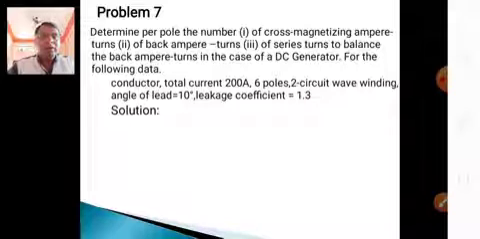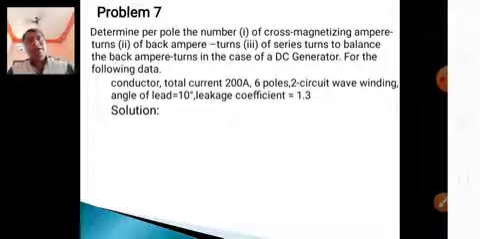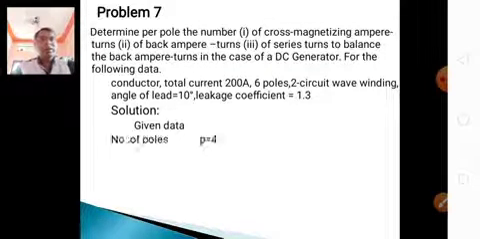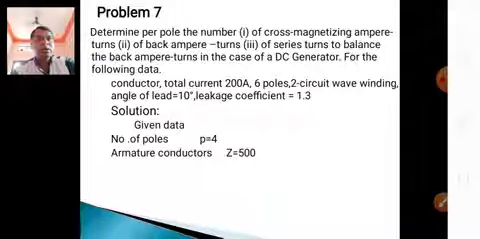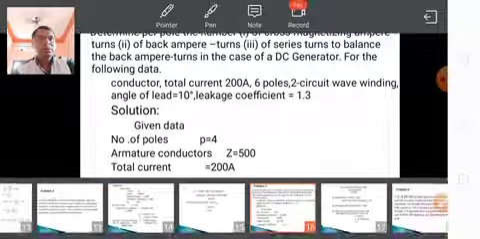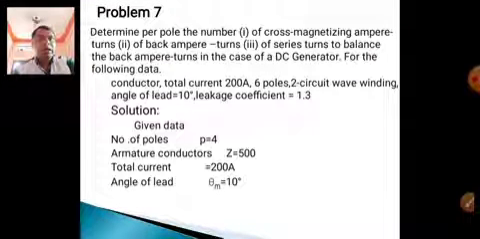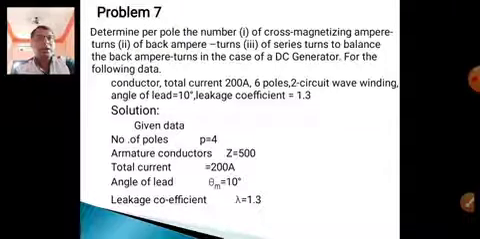So for the following data, first we have to find the total current is 200 amps, 6 poles, 2 circuit wave winding. The circuit is wave winding means A equal to 2. Angle lead of 10 degrees, the leakage coefficient is 1.3. Here the given data is P equal to number of poles. Armature conductors is 500. So total current is 200 amps. Angle lead is 10 degrees. The leakage coefficient lambda equal to 1.3.